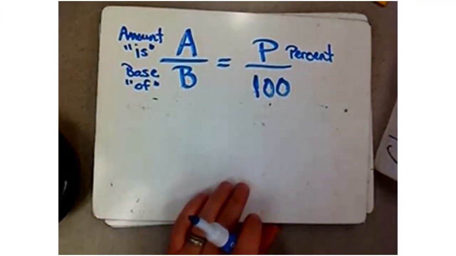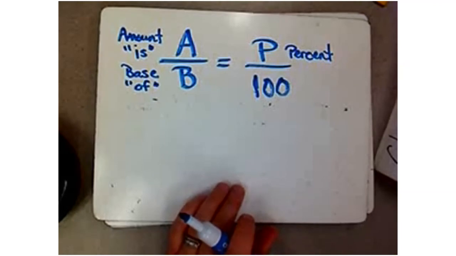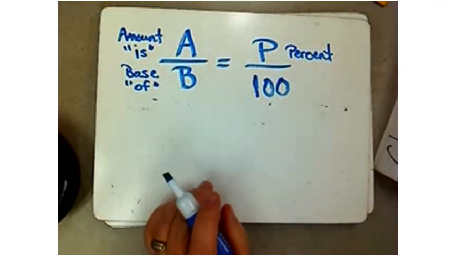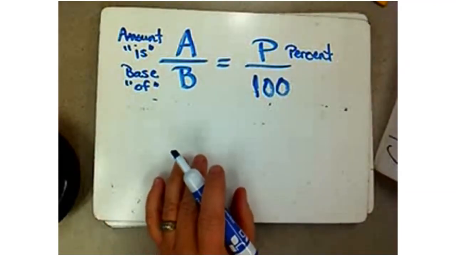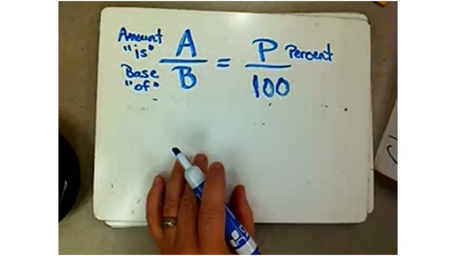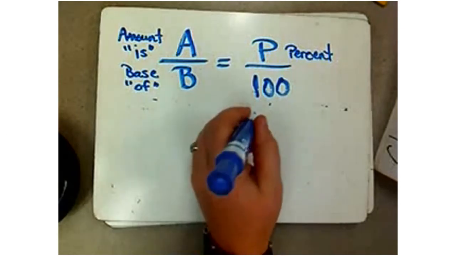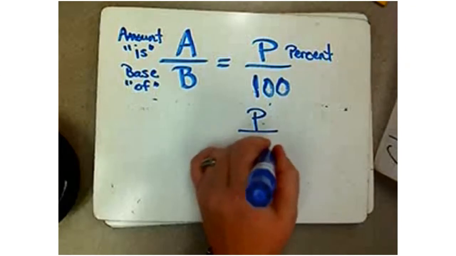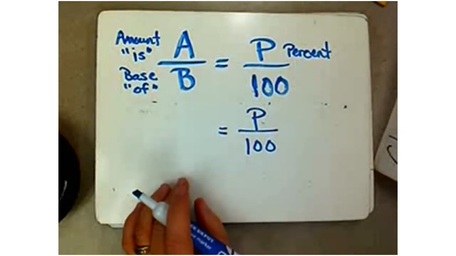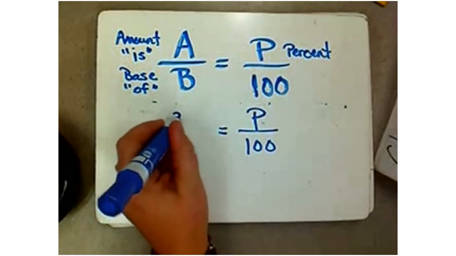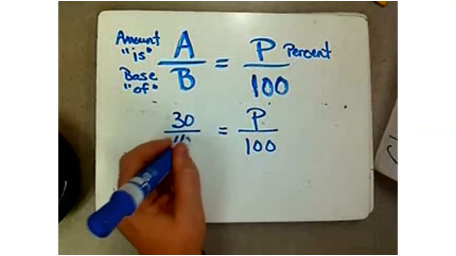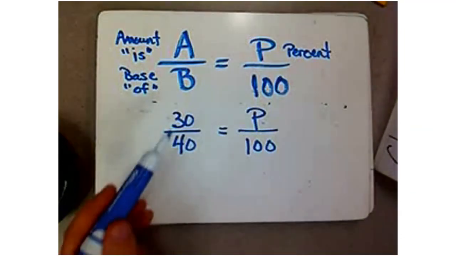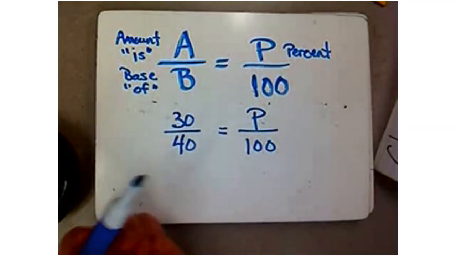Example 3. Misty answered 30 of 40 possible questions on her sociology examination. What percent of the total number of questions did Misty mark? Well, we're looking for the P. They said what percent, right? And it says 30 of 40. So 30 is our A and 40 is our B. So we have 30 over 40 equals P over 100.